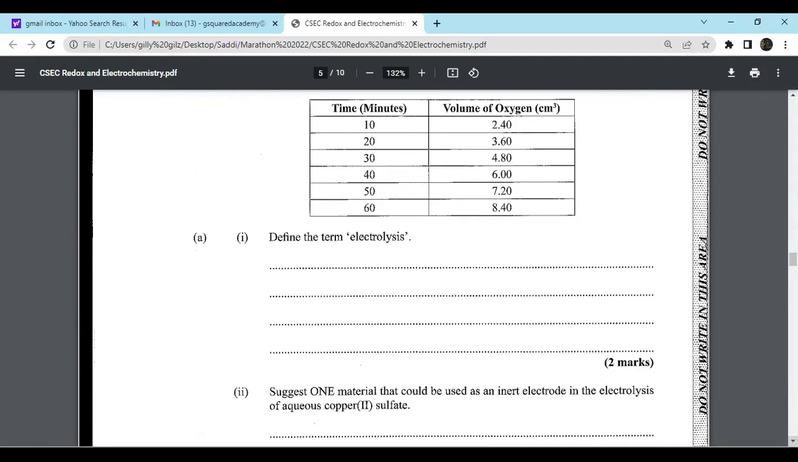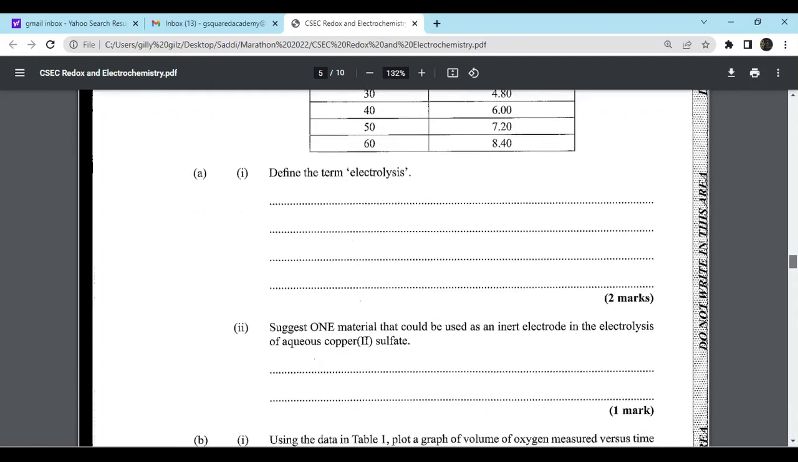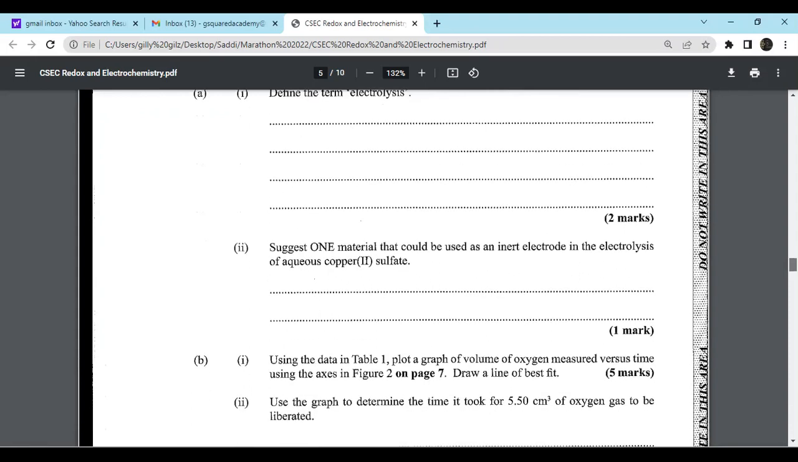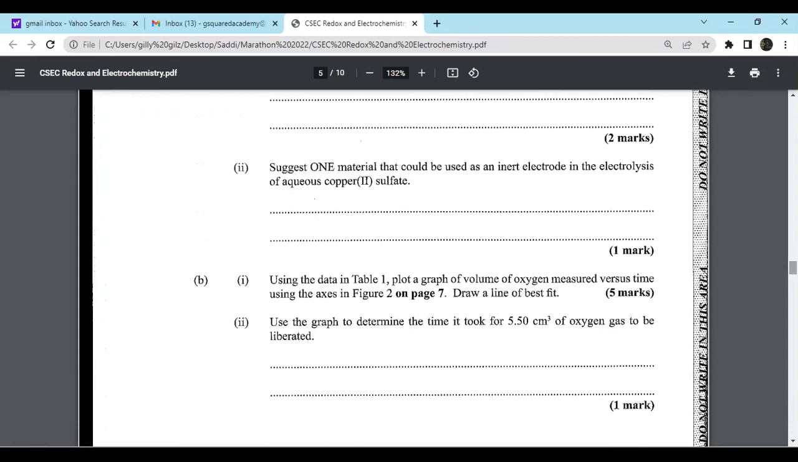Define the term electrolysis. Electrolysis is the breakdown of an electrolyte by the passage of an electric current through it. Then it says, suggest one material that could be used for the inert electrodes. Generally speaking, an inert electrode is carbon or graphite, same thing. You can use carbon or graphite. Nobody's going to use platinum for this because platinum is too expensive.